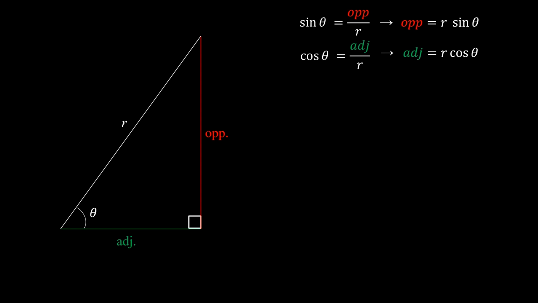And we can also do the same for cosine theta. Cosine of theta is going to be adjacent over hypotenuse, which is adjacent over r. And we can rearrange it to get adjacent equals r cosine theta.